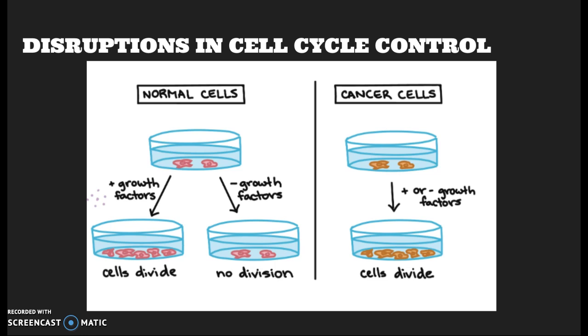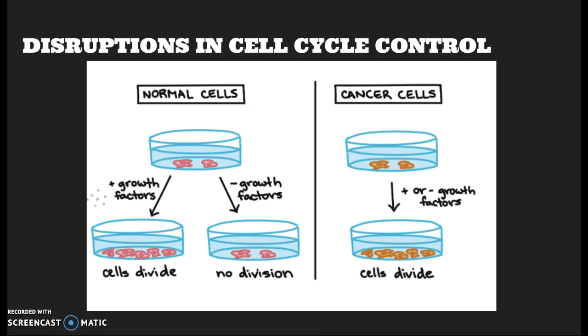If you look at this diagram, you can see that the division of the normal cell, which is on the left, depends on the existence of growth factors. If there are growth factors present, the normal cells will divide like this. But if there are no growth factors, then the normal cells will not divide like this. However, in cancer cells, which is over here on the right, it doesn't matter if these growth factors are present. Cancer cells will still divide uncontrollably in the presence or in the absence of growth factors.